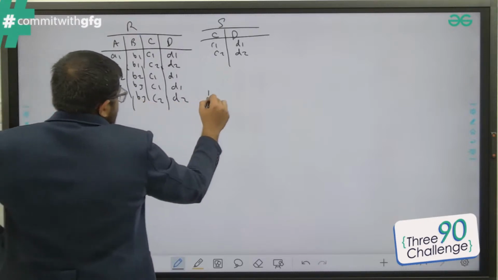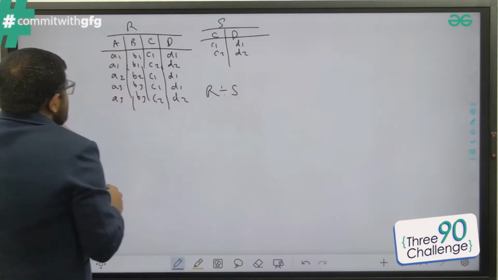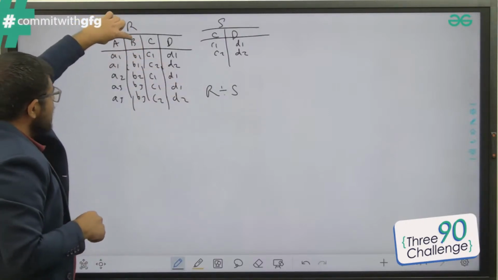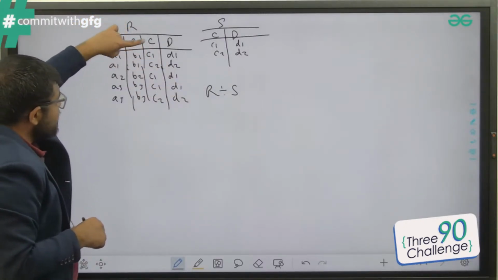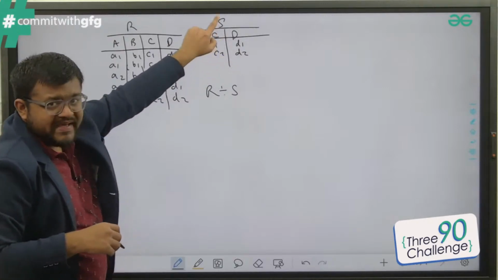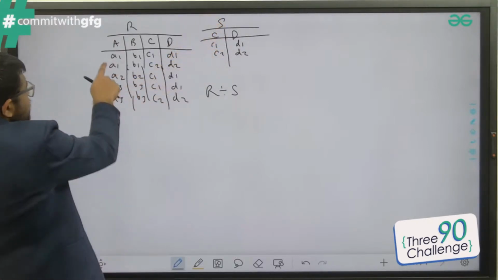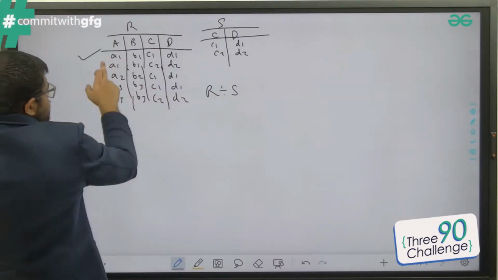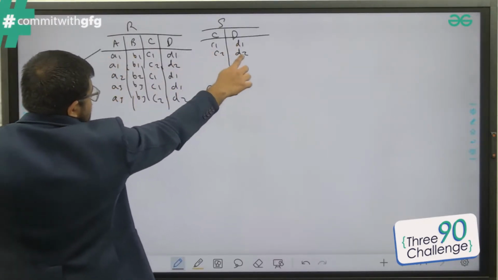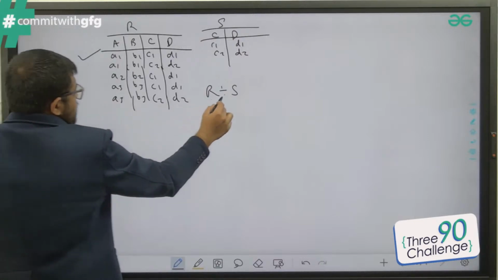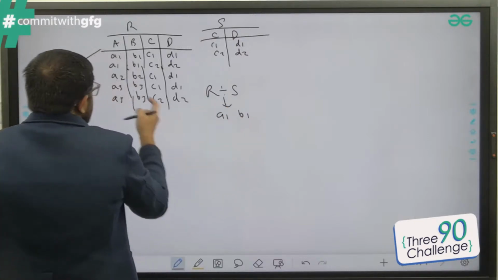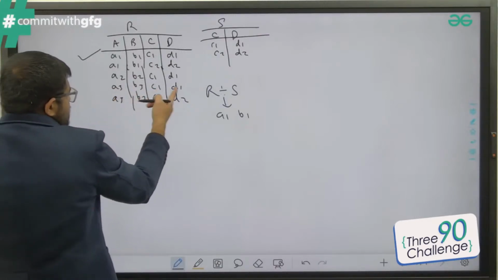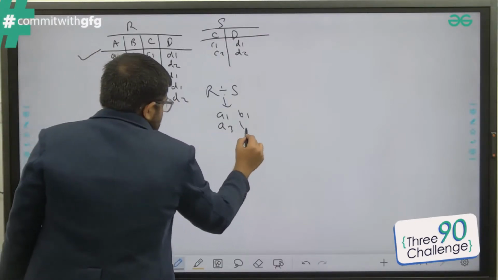Now if I do R divided by S, see what I will get in this result. I will get only the A and B attributes, and I will get those that are related with every tuple of S. Where will I see whether they are associated or not? In the R table. A1, B1 is associated with C1, D1 as well as C2, D2, so this will contain A1, B1. A2, B2 is associated with only C1, D1, so I will not get that. A3, B3 is associated with both, so I will get A3, B3.